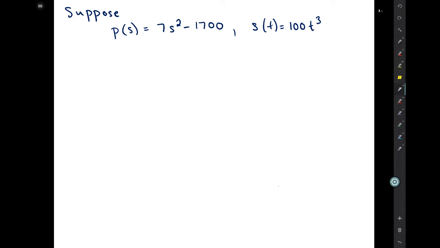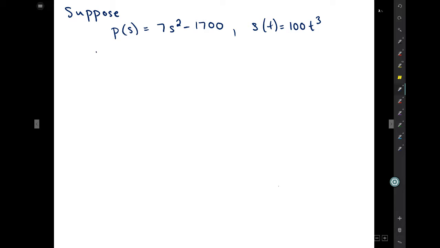Okay, so suppose that p of s is actually 7s squared minus 1700. So ignore the original derivatives that we were working with. Now we have these functions, p of s, 7s squared minus 1700, and s of t, 100 times t cubed. And these are our functions that give us our profit in terms of the number of shoes and the number of shoes in terms of time.